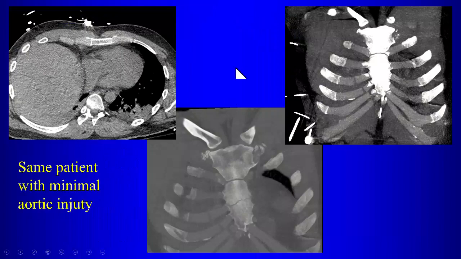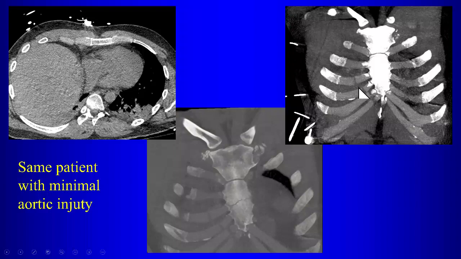Okay? This is, by the way, more images on the patient with minimal aortic injury. You can see the not so minimal in terms of other injuries. You can see the sternal fractures. Another thing on your coronal images, look at the costochondral junctions, right? Because these fractures of the anterior costochondral junctions are very hard to see on your axial images.